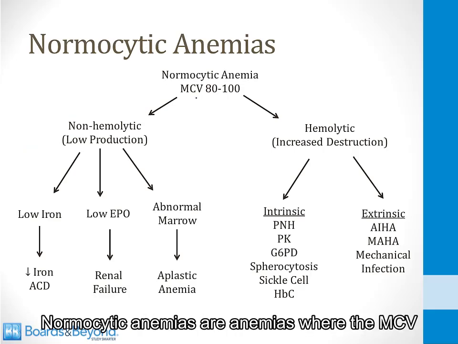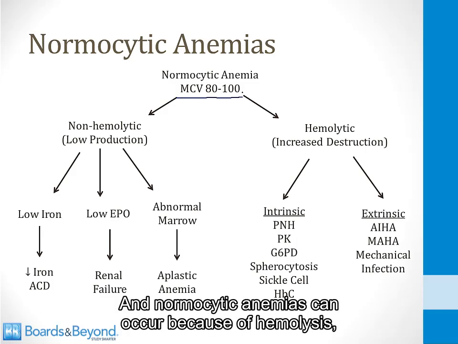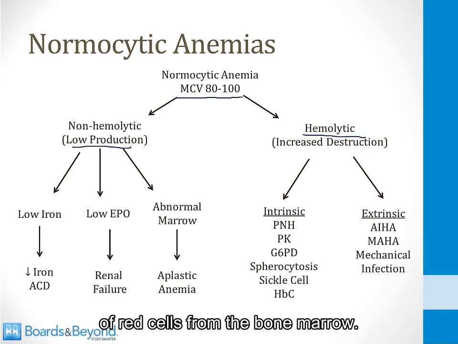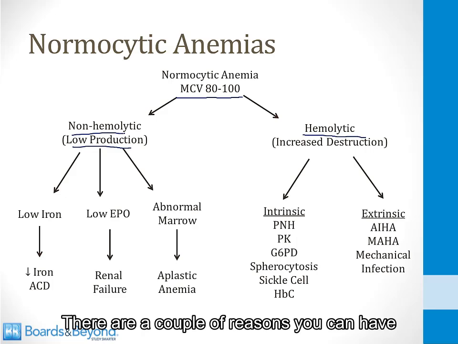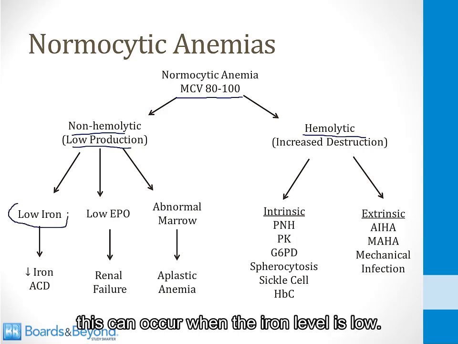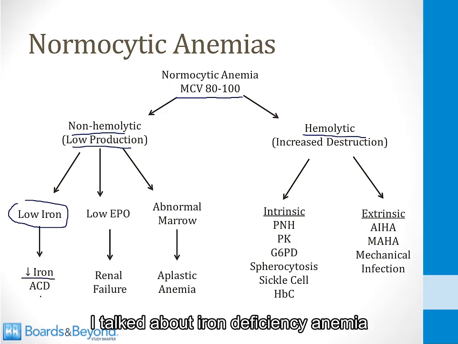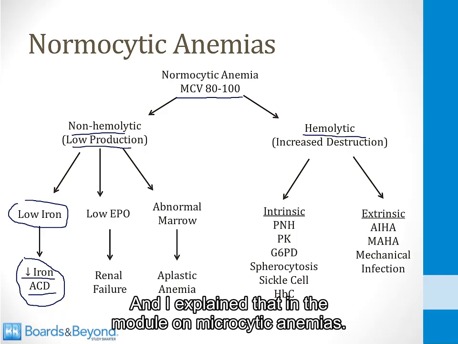Normocytic anemias are anemias where the MCV is between 80 and 100, which is the normal range. And normocytic anemias can occur because of hemolysis, but they can also occur because of underproduction of red cells from the bone marrow. These are called non-hemolytic normocytic anemias. There are a couple of reasons you can have underproduction of red cells from the bone marrow. First of all, this can occur when the iron level is low. In the module on microcytic anemias, I talked about iron deficiency anemia and anemia of chronic disease, and you always want to remember that these two causes of anemia can lead to either a microcytic or a normocytic anemia, and I explain that in the module on microcytic anemias.